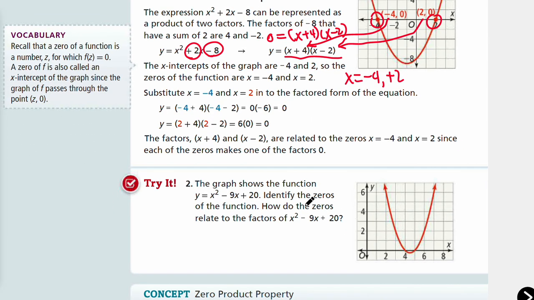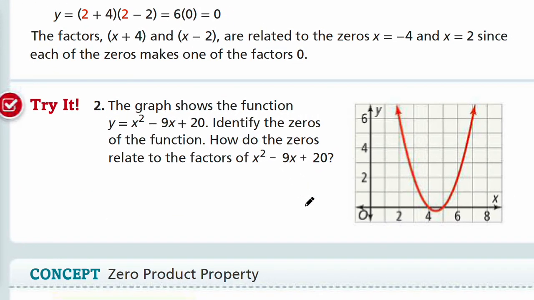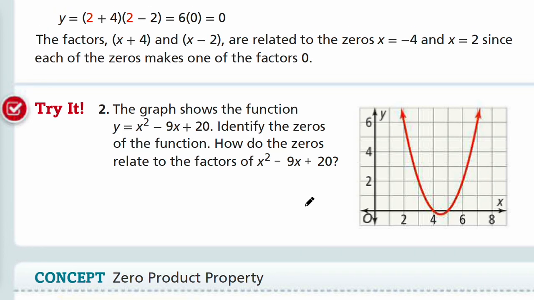So let's look at try number 2. The graph shows the function y equals x squared minus 9x plus 20. Identify the zeros of the function. How do zeros relate to the factors of x squared minus 9x plus 20? So at the end, you want to write something like this. In example 2, the factors x plus 4 and x minus 2 are related to the zeros x equals negative 4 and x equals 2 because each of the zeros makes one of the factors 0. So you want to say something similar for this one as well. Pause the video and see if you can figure out your own sentence.